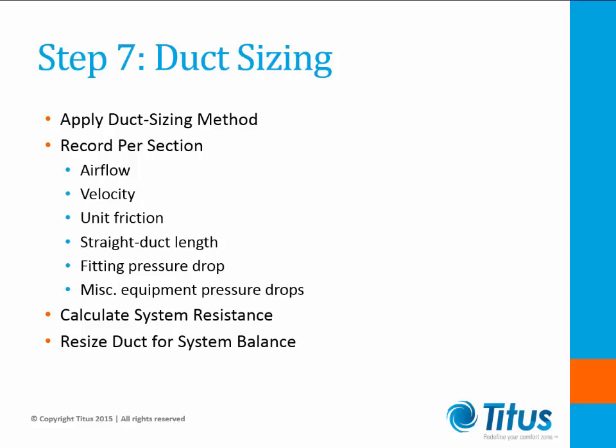Include miscellaneous equipment pressure drops, such as fire smoke dampers, heating coils, and air monitoring stations. Total system resistance for the longest path or the greatest pressure drop should be identified at this point. Resize ducts to provide as close to an equal friction system for each branch from the terminal unit back to the fan.